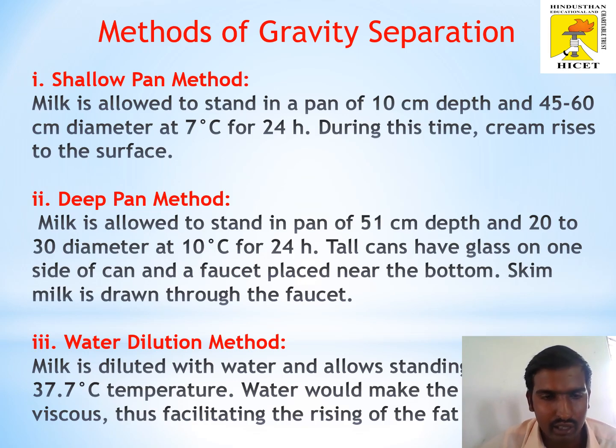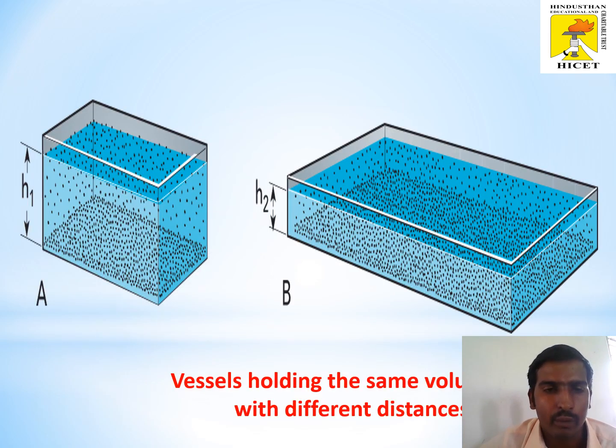In the water dilution method, milk is diluted with water and allowed to stand at 37.7 degrees Celsius. Water makes the milk less viscous, thus facilitating the rise of the fat. You can see the picture for the shallow pan method and the deep pan method. Here the height and the diameter may vary, but the separation is based on the gravitational force.